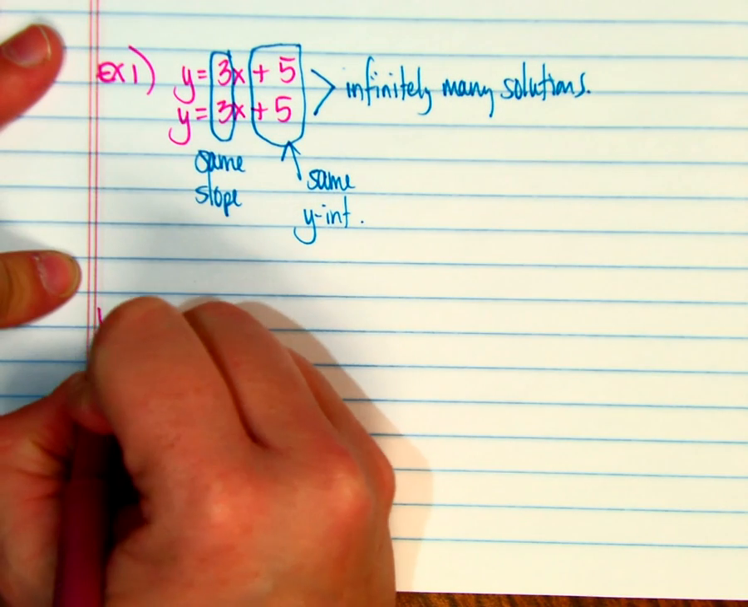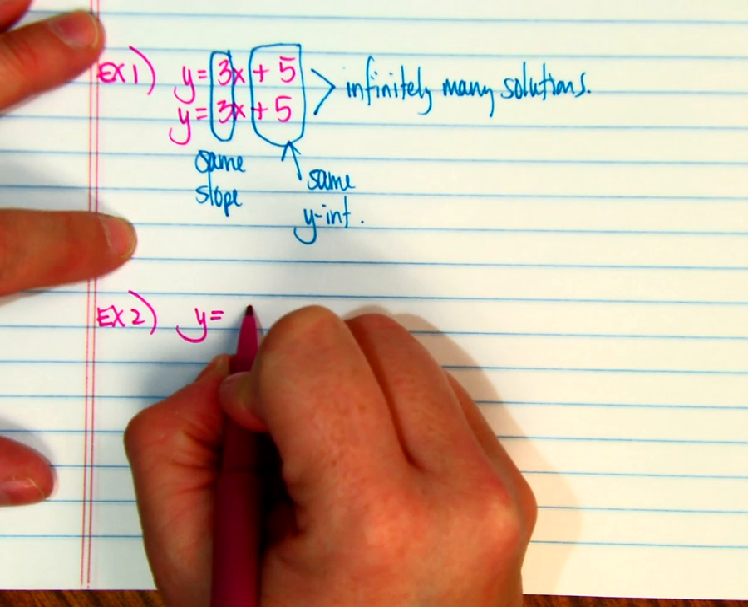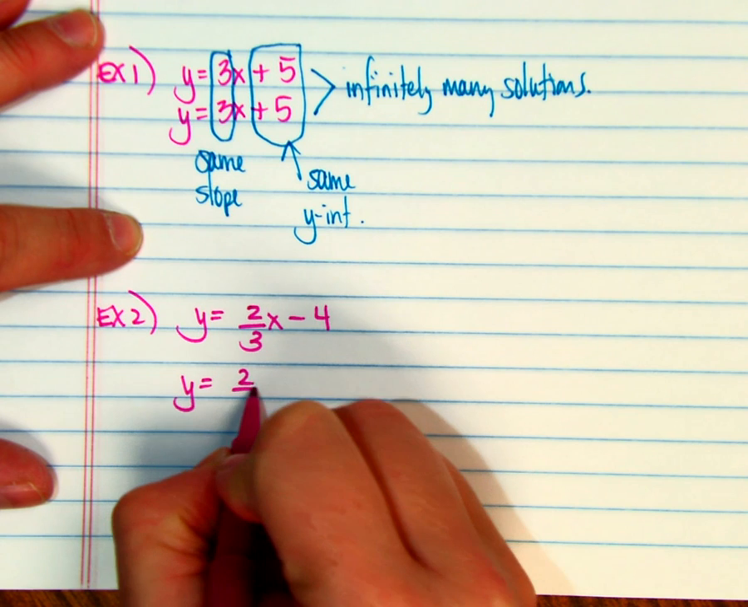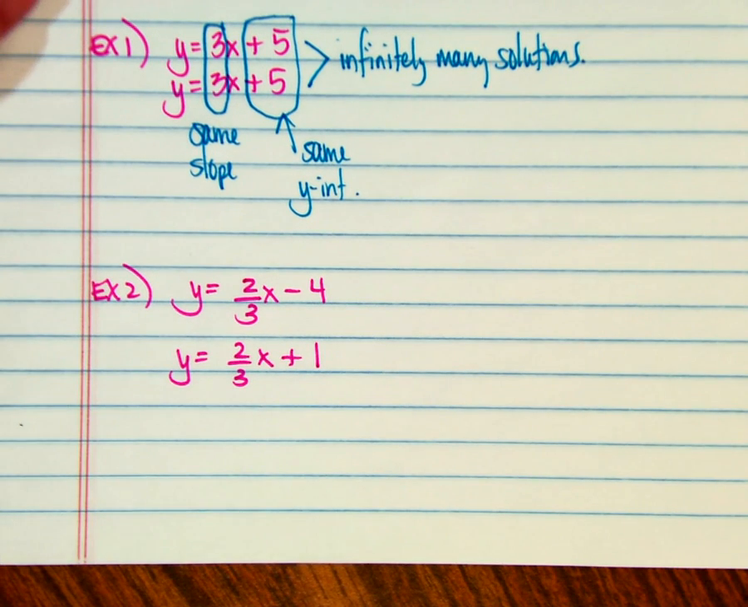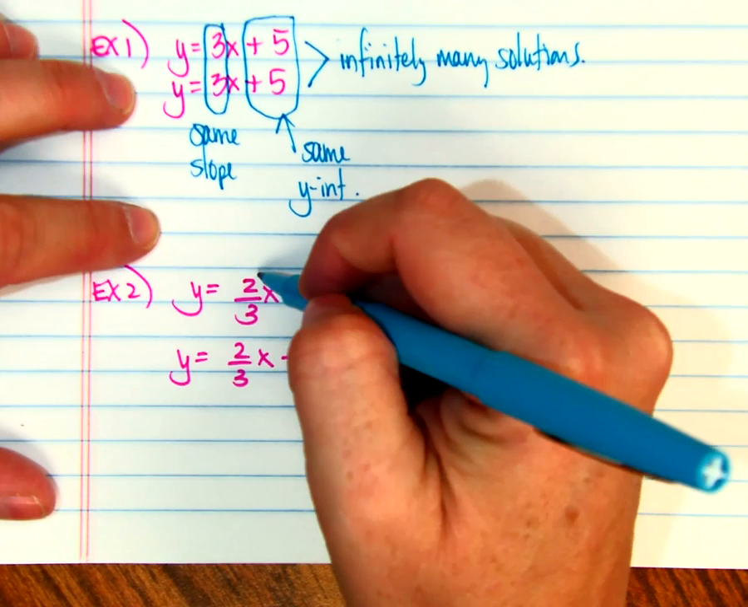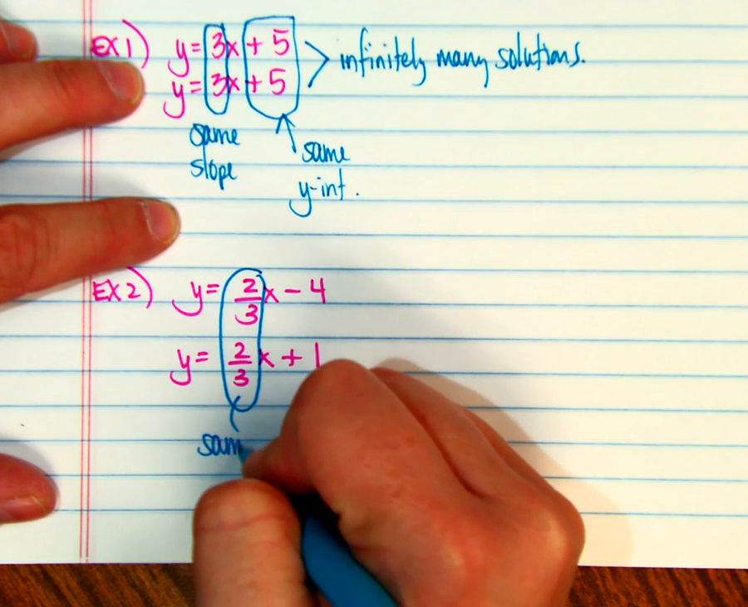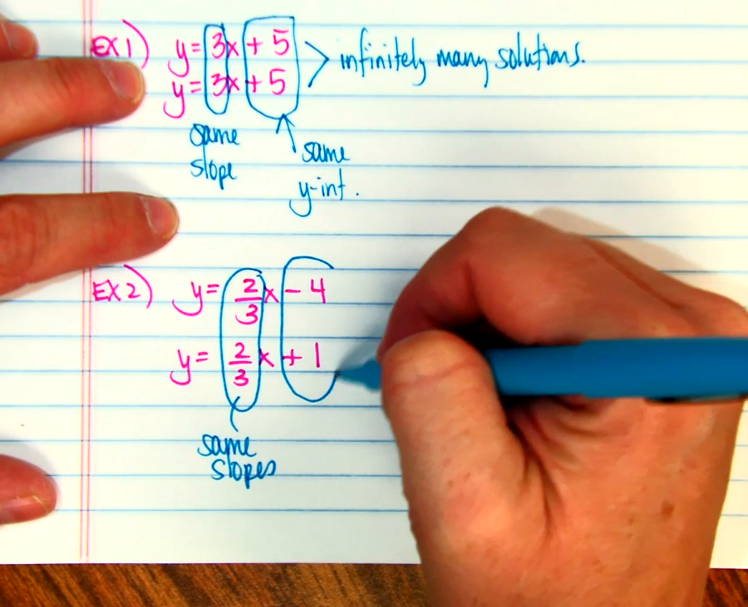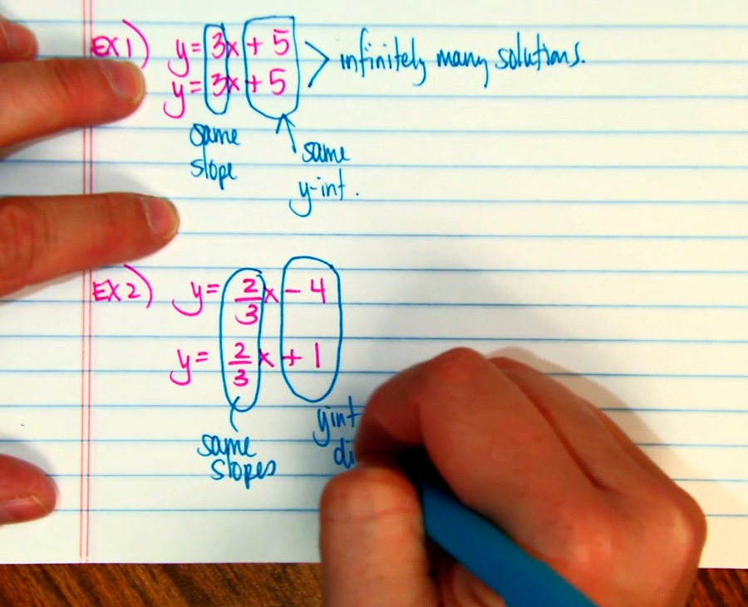Example 2. Okay, so here's this system, meaning you have 2 or more equations working on the same problem. Here, the slopes are the same, but here the y-intercepts are different.